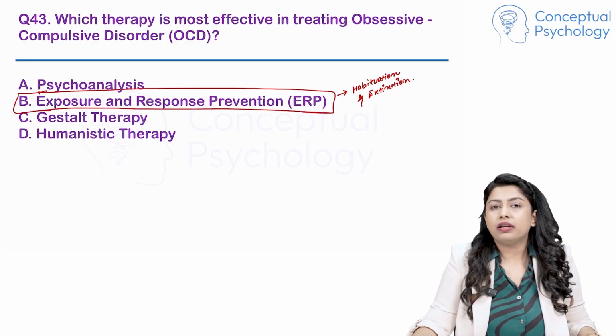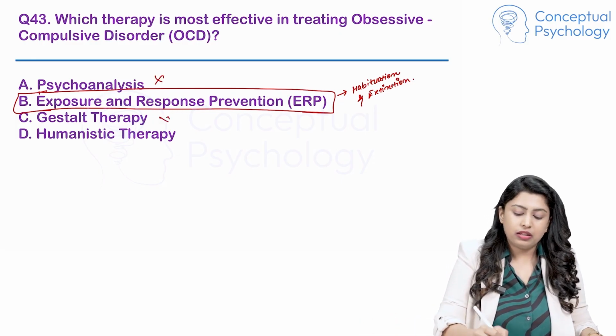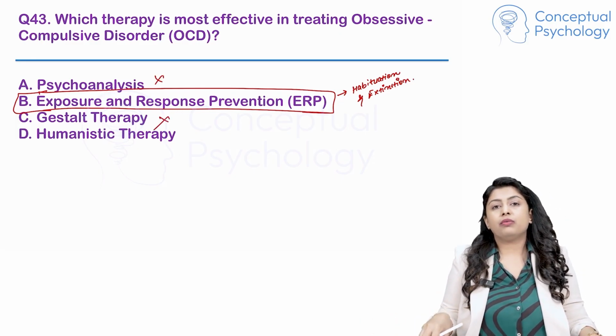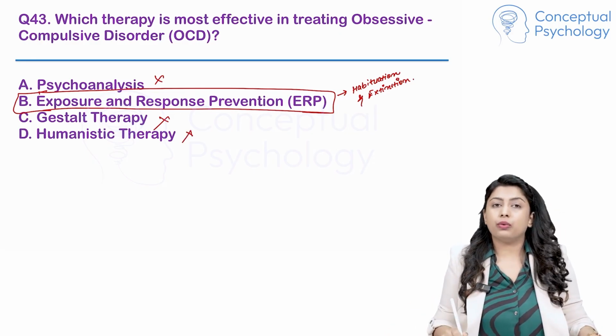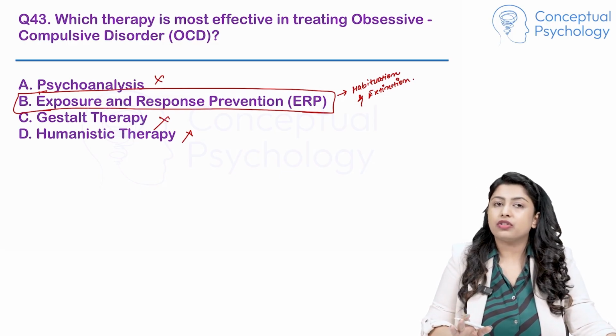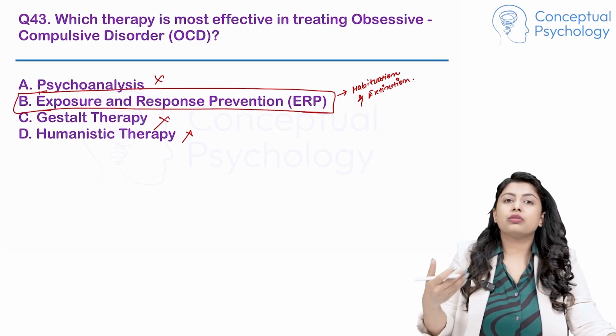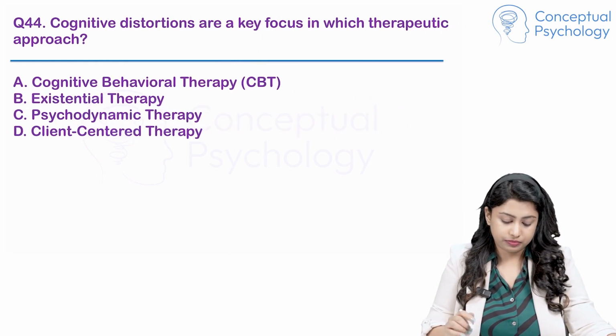Psychoanalysis and gestalt therapy are not empirically supported for OCD, and humanistic therapy was not even designed to cater to OCD. Okay, so ERP is the gold standard behavioral intervention for OCD, which works through exposure and prevention of compulsive responses.